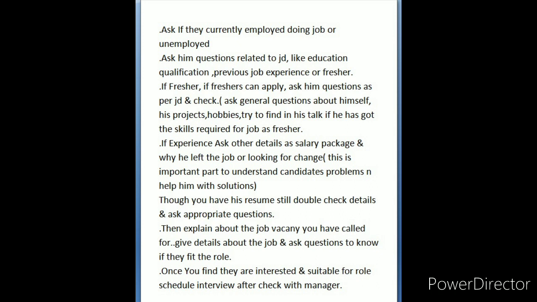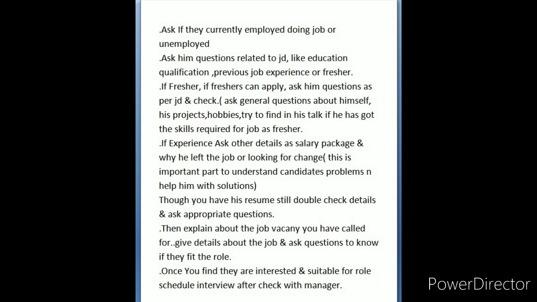Try to understand what his problem is and see if you can relate him with the solutions by offering this particular job or the interview. Though you may have his resume, still double check a lot of the details mentioned in the resume. Okay, ask appropriate questions. Then it's also important you explain about the job vacancy for which you are calling. Give him the details, explain the job role, and check if he is interested and fit for the role.